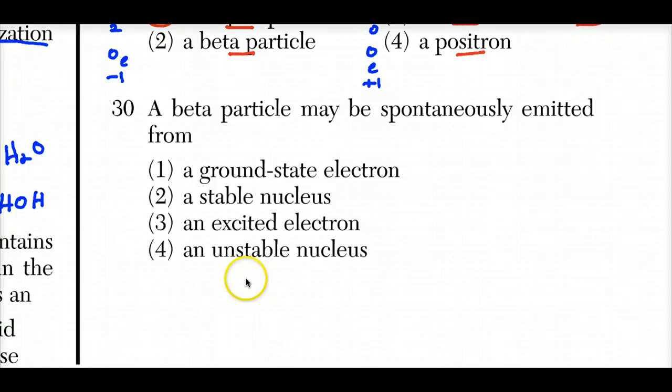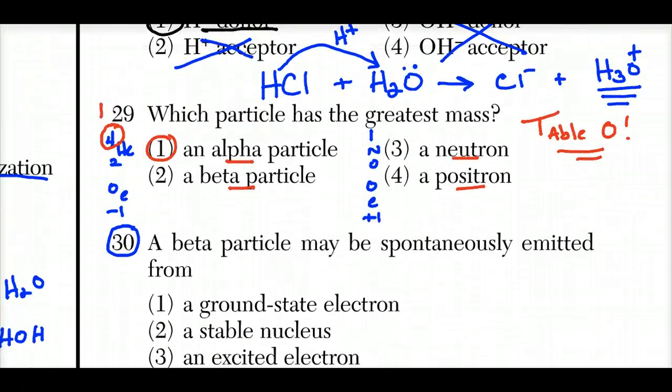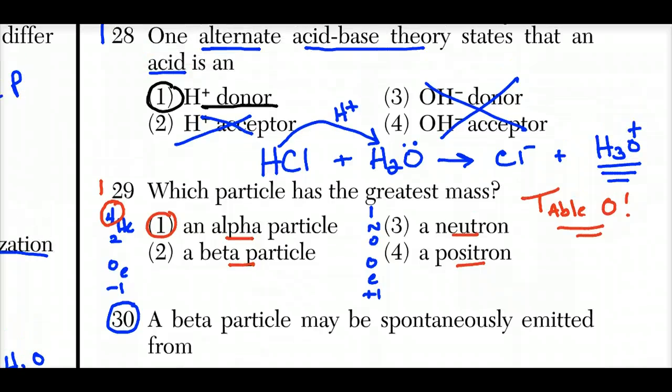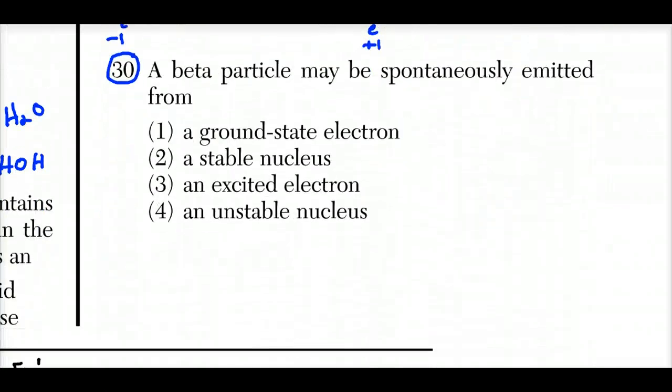Number 30. A beta particle may be spontaneously emitted from, okay, beta particle. Know where you are in the test, people. We're at the end of part A of the multiple choice, the easier versions, 1 through 30. And it goes in order. So we're in the nuclear chemistry section. As you can see, the previous questions we dealt with are nuclear. Number 29 was, now we have acid and base. So we're ending up with nuclear.